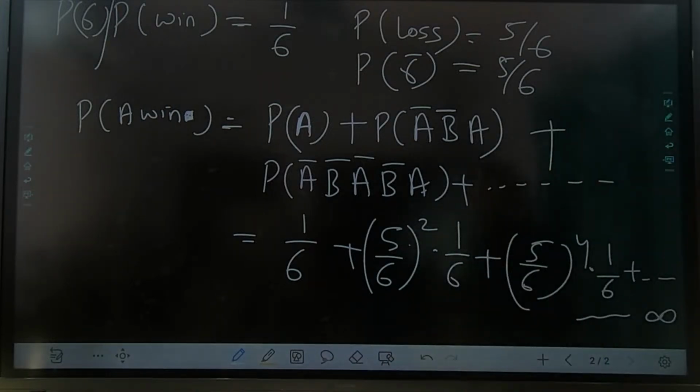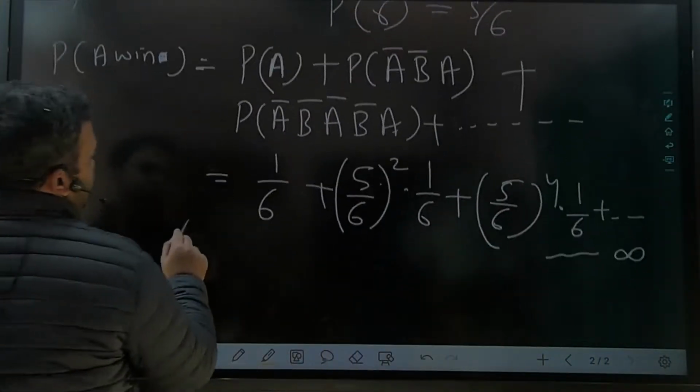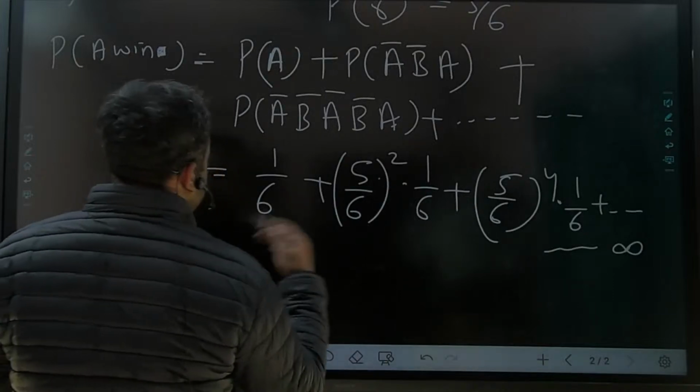Right? Probability of winning is 1 by 6 for anyone, and probability of not winning is 5 by 6 for anyone. And all the independent events are there, you can just multiply their probability. So here we have to add up something.